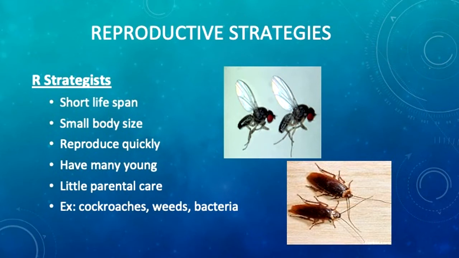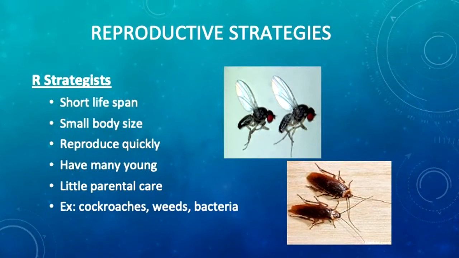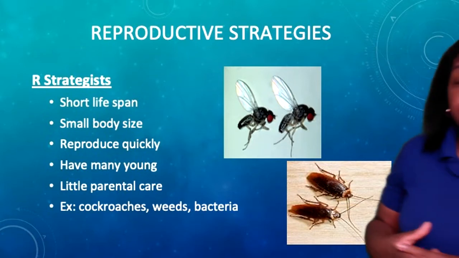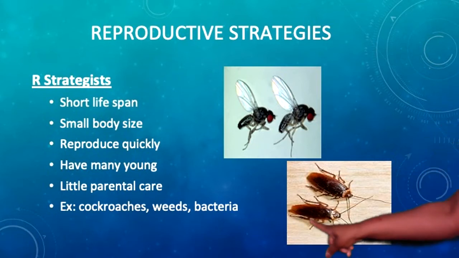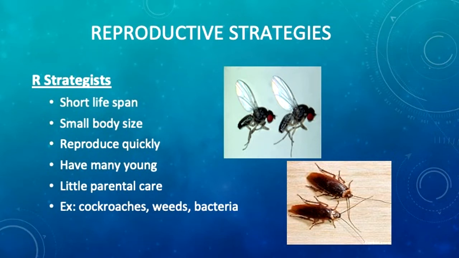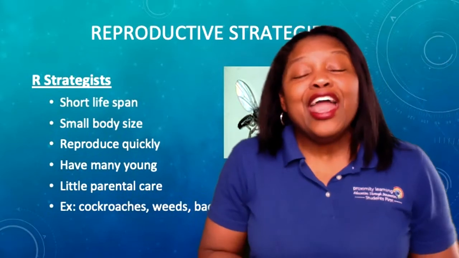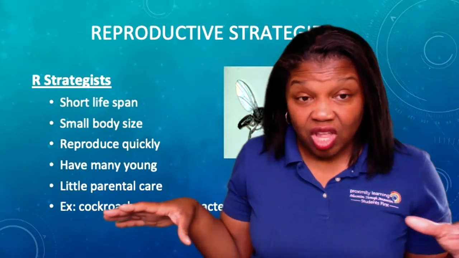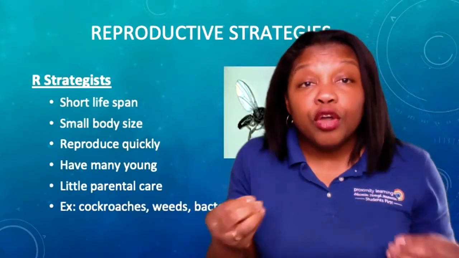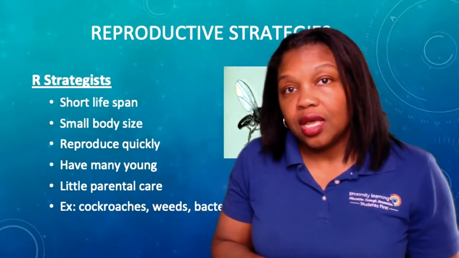Okay. And our R strategists are organisms that have a very short lifespan. They tend to have a small body. They reproduce very quickly. They have tons of young, very little parental care. They don't really care about that. Think of things like roaches, weeds, bacteria, flies. If you think about any organism that has a ton of babies, they don't live very long, and they're the food source for something else, chances are they are R strategists, because that's how they survive.